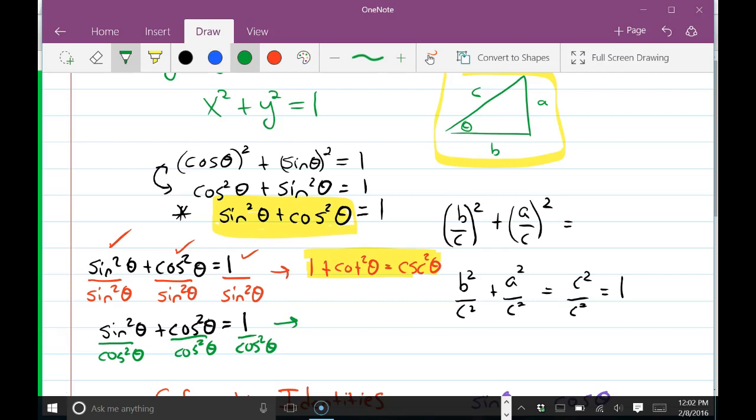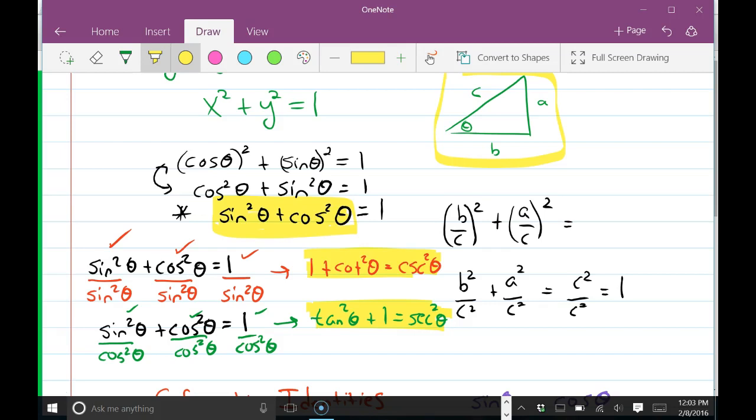And now we get sine squared over cosine squared is tan squared. Cosine squared over cosine squared is plus 1. And the reciprocal of cosine is secant, so this will become secant squared of theta. So with that said, here is the third Pythagorean identity.